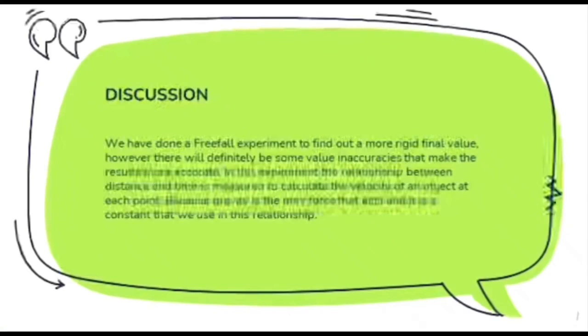For the discussion, we have done a free-fall experiment to find out a more rigid final value. However, there will definitely be some errors that make the result less accurate. In this experiment, the relationship between distance and time is measured to calculate the velocity of an object at each point. Because gravity is the only force that acts and it is a constant that we use in this relationship.